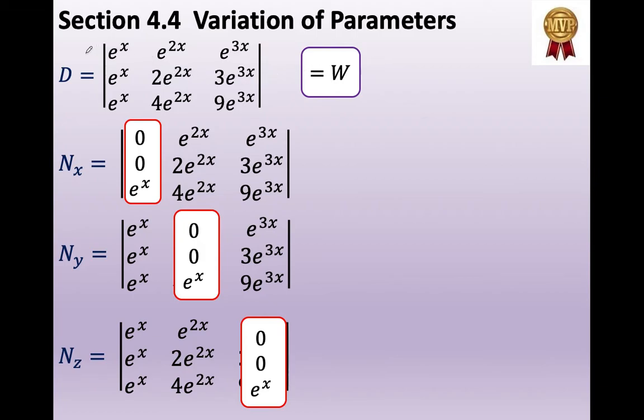You have to do this top row times your mini determinants. So you're going to do e to the x, negative e to the 2x, and e to the 3x, times a mini determinant, times a mini determinant, times a mini determinant. So again, I'll let you do that, but I got 2e to the 6x out of this.